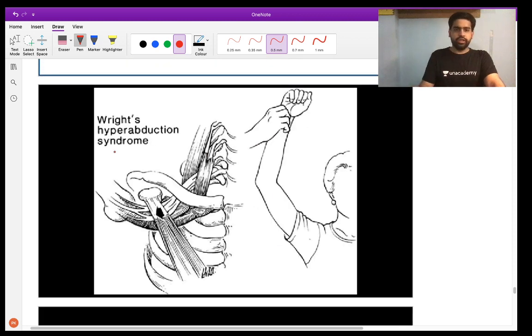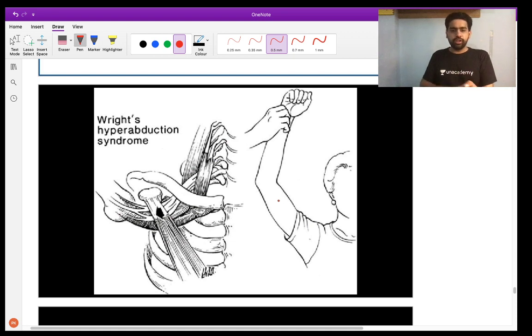Another is Wright's hyperabduction test. You ask the patient to hyperabduct the arm above the ears, and if there is a reduction in the pulsations of the artery, this is diagnostic of thoracic outlet syndrome. The fourth one is going into the military position, also called Halstead's test. You ask the patient to go to the military position, meaning shoulders back, chest out, and the similar thing will occur.